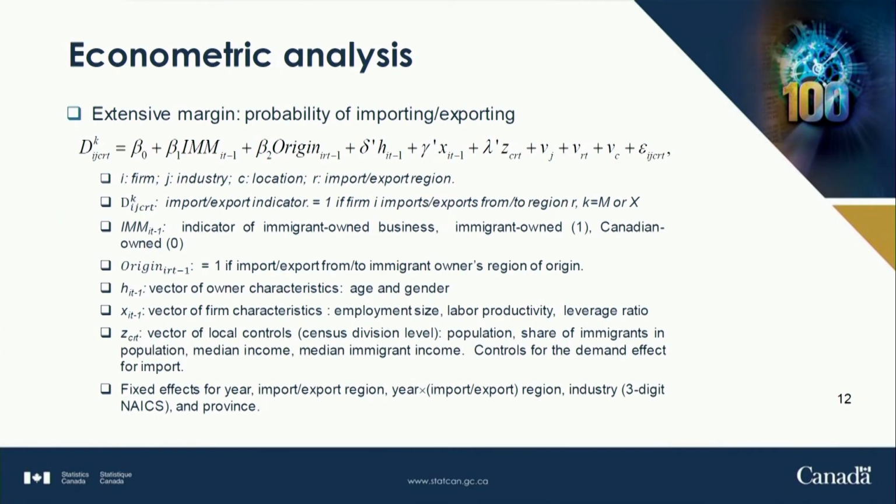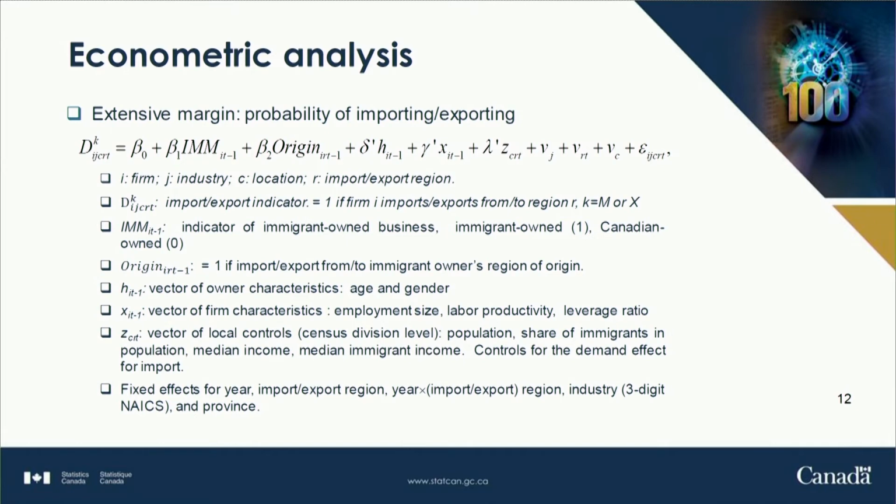So next, we're going to do the econometric analysis. Basically, we break the problem down into two. One is the probability of the firm importing-exporting. For this, we run a linear probability model where, for each firm, each year, and each region, we look at whether the firm imports-exports, based on whether the firm was owned by an immigrant last period. Using the lag basically tries to control for reverse causality.